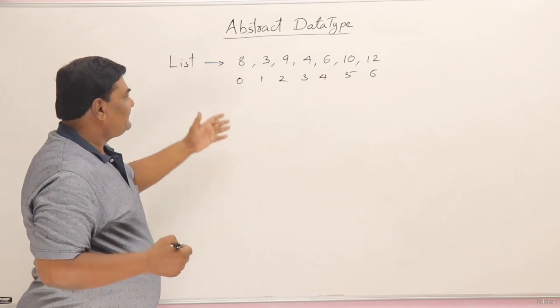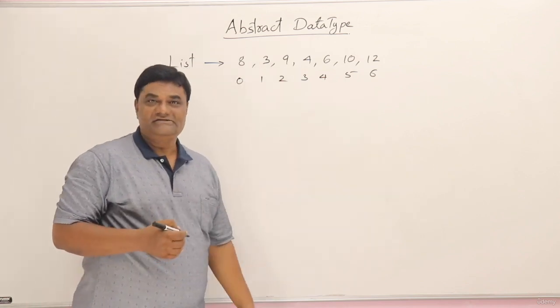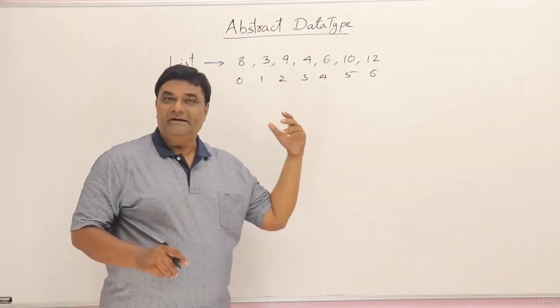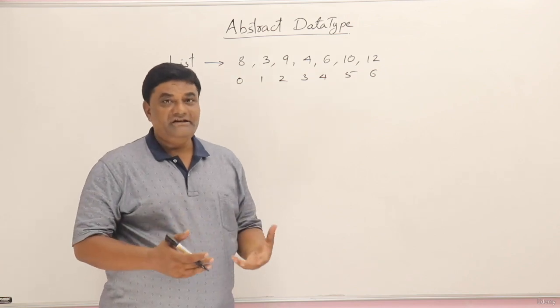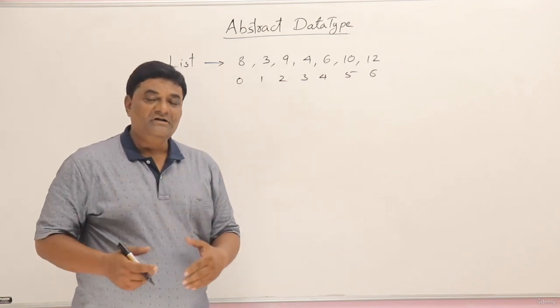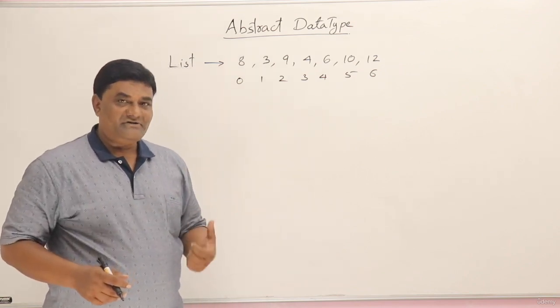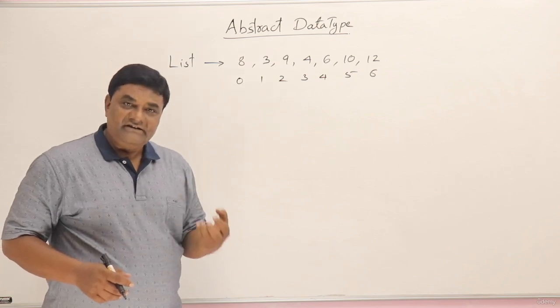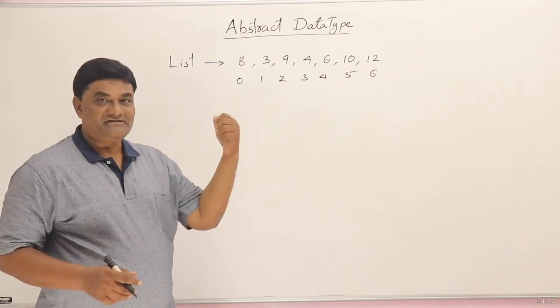This is a list, a collection of elements. Now this is a list on paper. Now I want this list to be used in my program. Then how can I represent a list? What are the things that I have to store for representing the list?